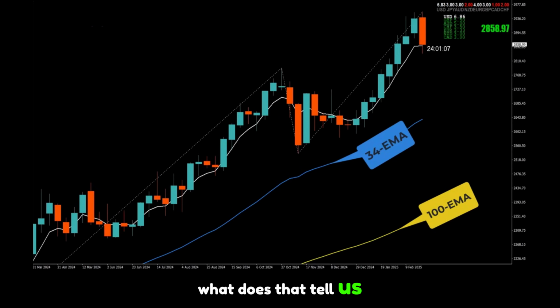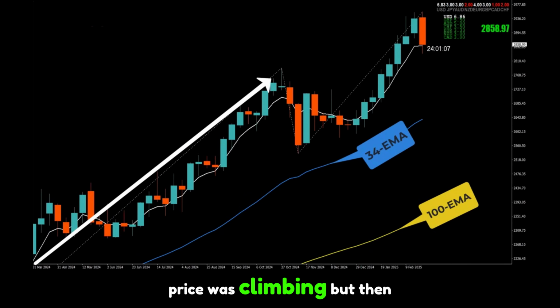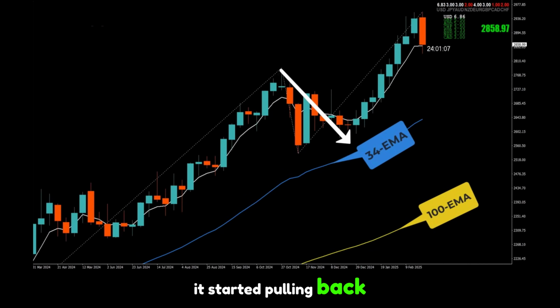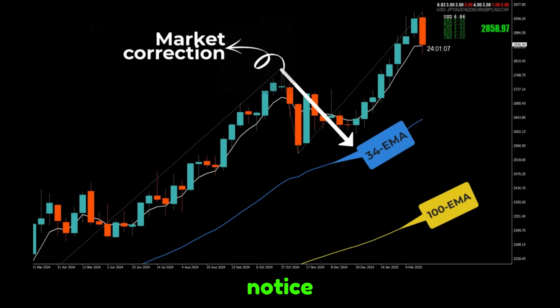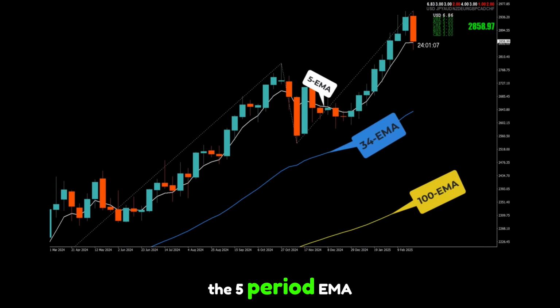What does that tell us? We're in an uptrend. The market is bullish. Now, check this out. Price was climbing, but then it started pulling back. That's a classic market correction, and here's something important to notice. During this phase, price tends to close below the 5-period EMA.